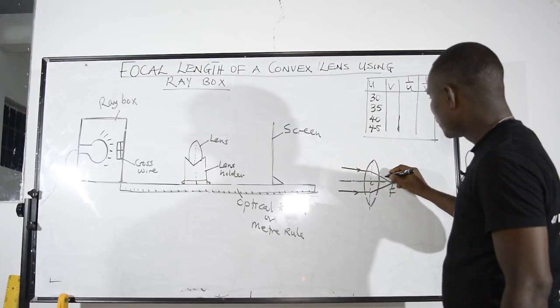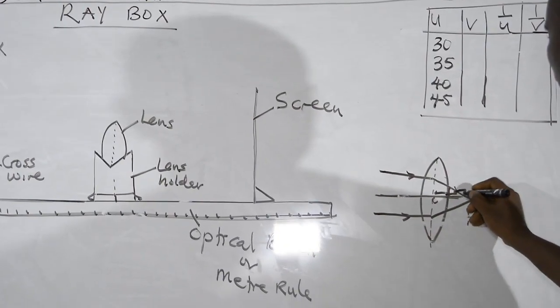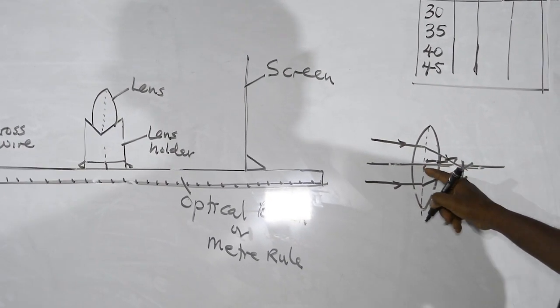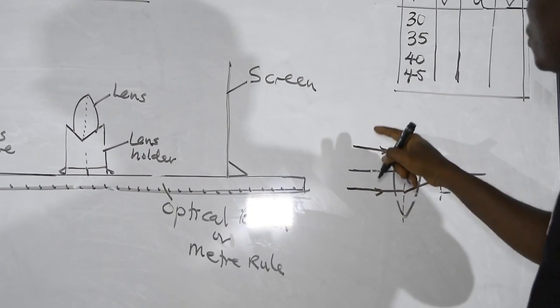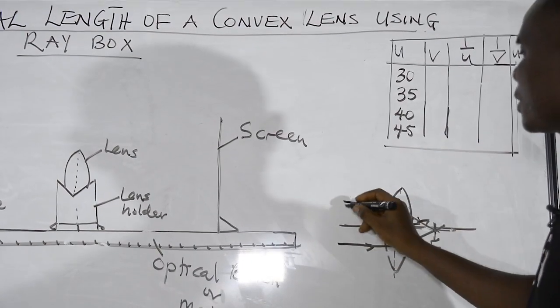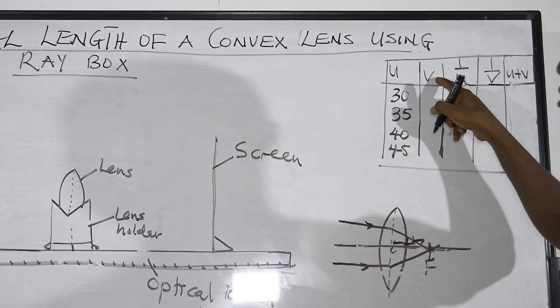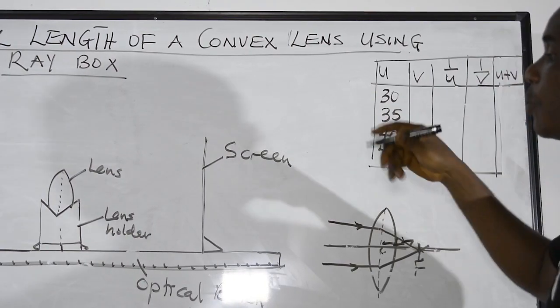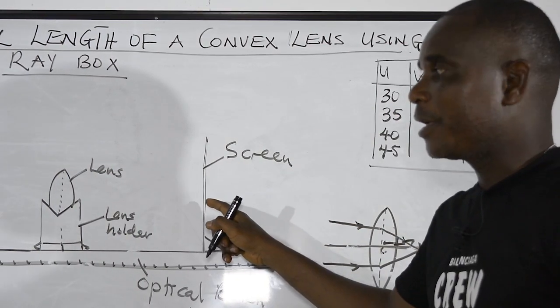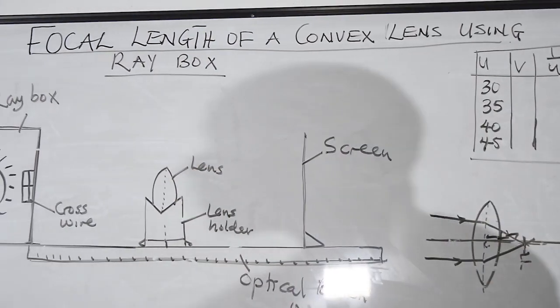So now we have the principal focus, and we can find the focal length. The focal length is the distance between the principal focus and the optical center. We know U to be the object distance, that is the distance of the object from the lens, and you have the image distance, V, that is the distance of the image from the lens. It could be captured by the screen over there, and this is the object. So I just want to give you the principles here.